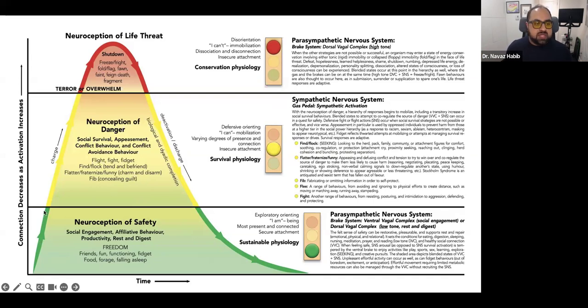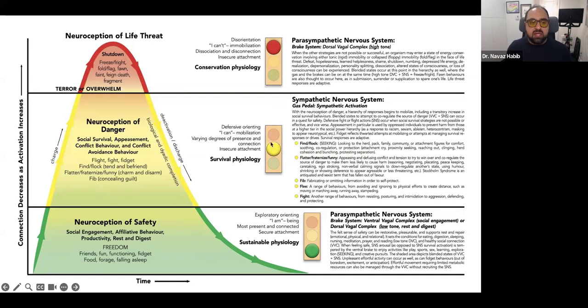There are moments, obviously, as we increase in our neuroception towards danger. Danger is where we get into a state of social survival, appeasement, conflict behavior, and conflict avoidance behavior will often become very common here. And this is where we'll notice that people are in fight or flight. They're fidgeting, they fight or flock, they tend and befriend. They flatter, fraternize, and are funny, and they fib. They tend to lie a little bit more here, and they conceal their own guilt. There's almost a feeling of shame here. But this is when we're in the neuroception of danger.